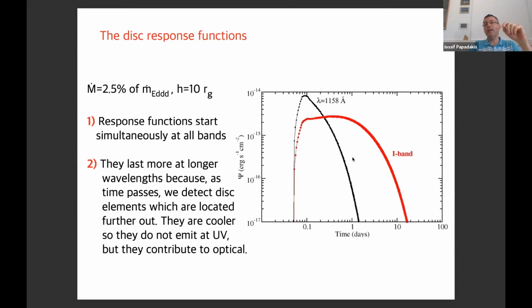As this X-ray flash starts expanding, you start seeing the outer part of the disk, which is not so hot anymore. So now the response of your disk in the UV band starts declining very fast. But of course, the outer part of the disk still emits in the I band. So it's the fact that the response of the disk is so much broader in the I band that is going to make your time delays increase with wavelength, as you go to larger wavelengths. The response in the UV is narrow, but as the wavelength increases, the response of the disk increases and increases and increases.